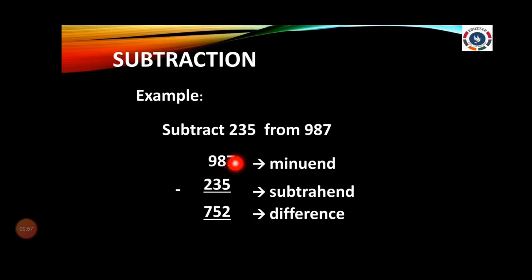Then you subtract the two values from the right side onwards, that means the ones place. 7 minus 5 is 2. Then 8 minus 3 is 5. Then 9 minus 2 is 7. So finally we get 752. That is called the difference. The first, greater value is the minuend, the second, smaller value is the subtrahend, and the result is the difference.